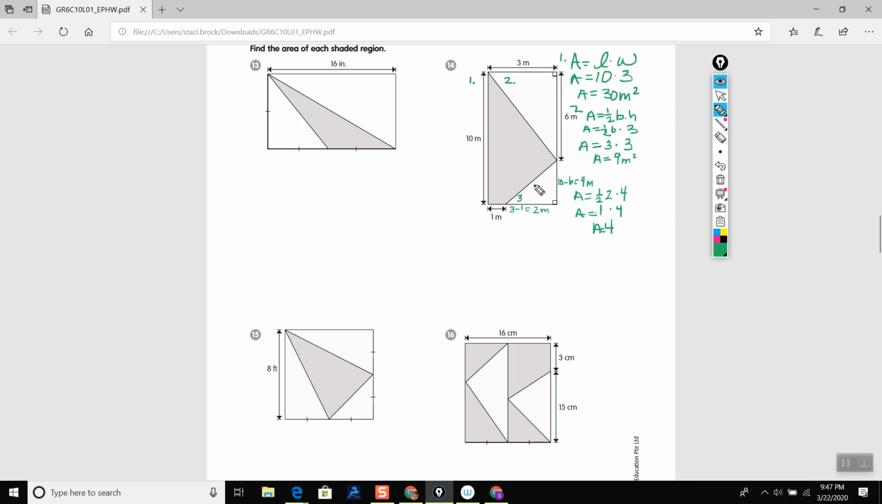So this is 4 meters squared, and this is 9 meters squared. So to find this, I'm going to have to add these two. So 9 plus 4 is 13. And then I'm going to have to subtract that from the total area. Remember up here we found the total area? Now we're going to subtract these two unshaded areas from that.